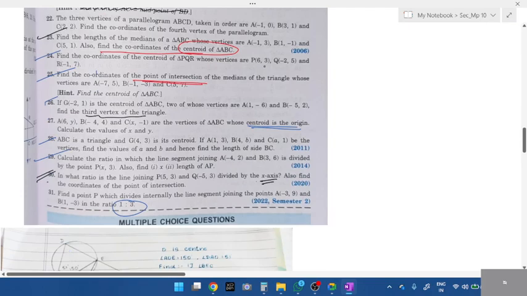In section and midpoint, we'll just solve two questions. I forgot to tell one concept: centroid, the centroid of a triangle. For the centroid, you'll have 3 points, A, B, C, the 3 vertices. What is the formula for centroid?